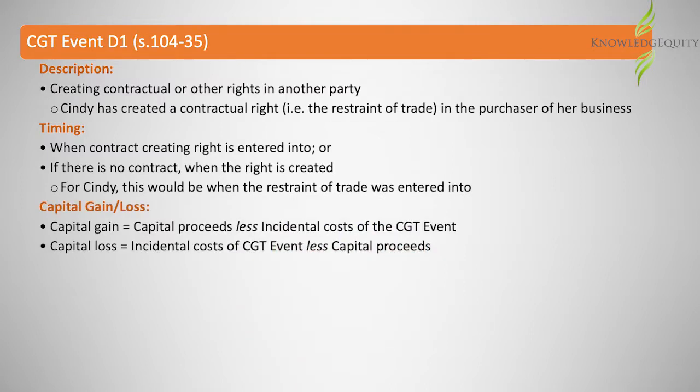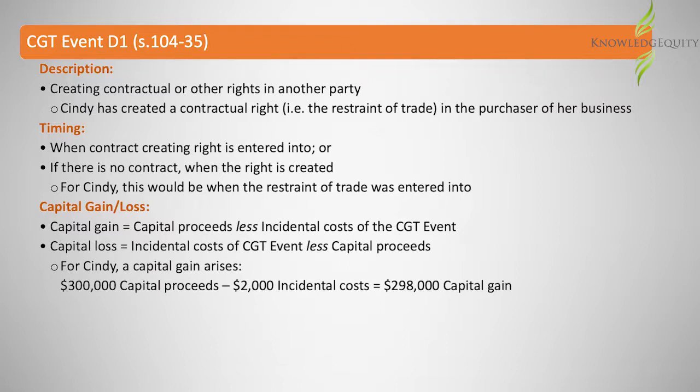When CGT Event D1 applies, the capital gain is equal to the capital proceeds less the incidental cost of the CGT event. A capital loss equals the incidental costs less the capital proceeds. Here, Cindy's capital gain would be the $300,000 that she received, less the $2,000 in legal fees, equaling $298,000.